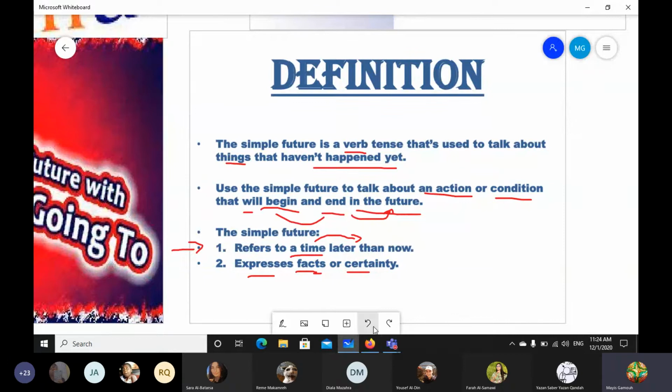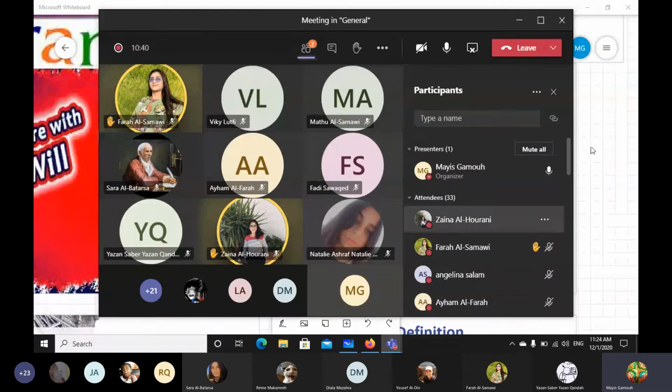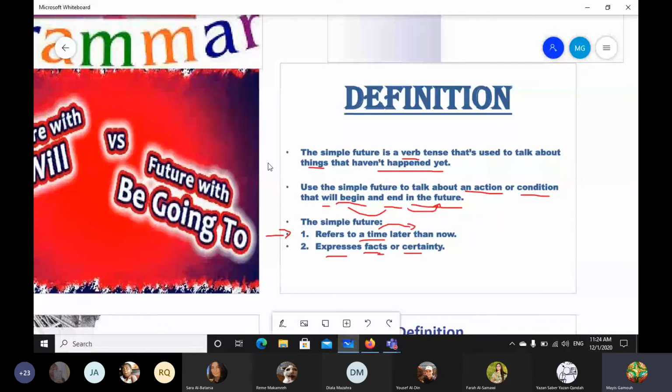So who would like to read the definition for me? Let me see hands. Zena, you were the first one who raised the hand. The simple future is a verb tense that is used to talk about things that haven't happened yet. Use the simple future to talk about an action or condition that will begin and end in the future. The simple future refers to a time later than now and expresses facts or certainty. Thank you, dear.